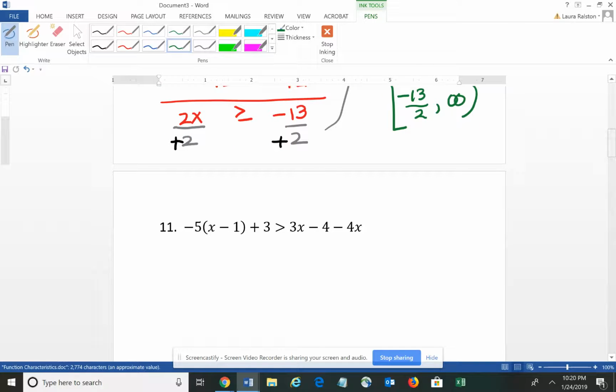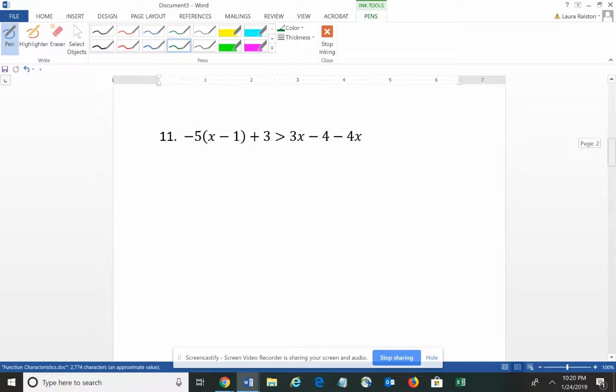Number 11, again, if you're going to treat it like an equation to start with, on the left, I want to distribute. So I have negative 5 times x is negative 5x. Negative 5 times minus 1 is plus 5. Plus 3 is greater than. And on the right-hand side, I'm going to combine like terms. 3x minus 4x is minus 1x minus 4. And then I am going to come back and on the left side combine like terms as well.